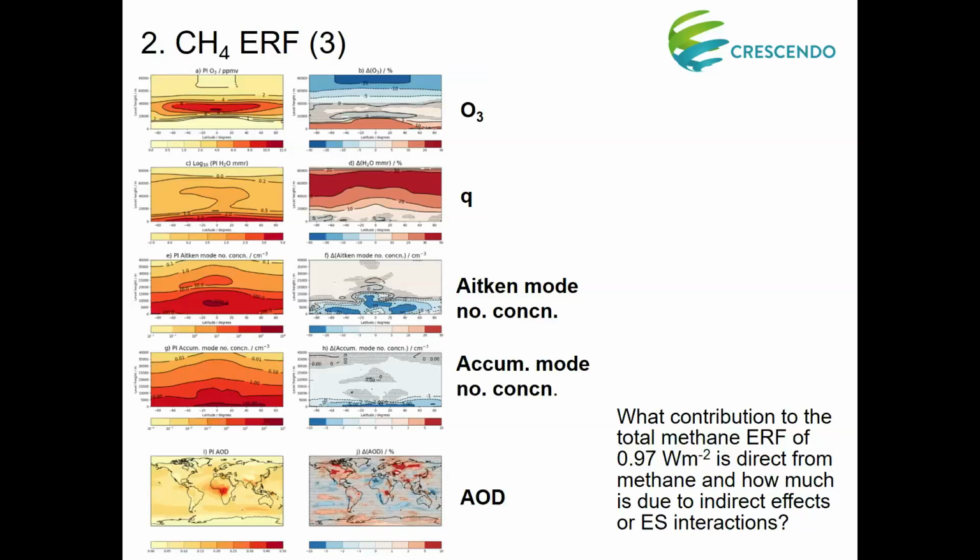But you'll also see that there appears to be a change in the size distribution of the aerosol, with fewer smaller particles. The bottom plots are showing aerosol optical depth, and although there are regional changes here, on a global annual mean basis the changes in aerosol optical depth are near zero. So what contribution to this total methane ERF is directly due to methane, and how much is due to changes in ozone or water vapor and so on? This is what I'll address in my next slide.